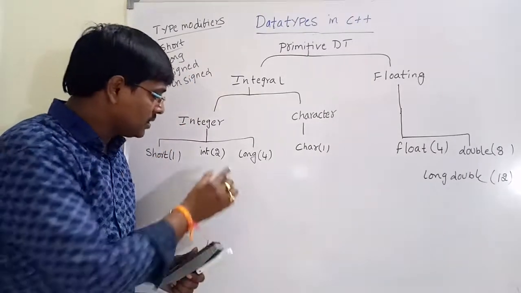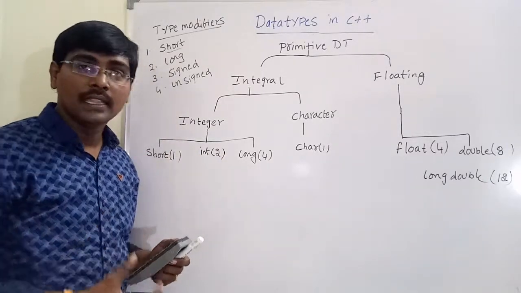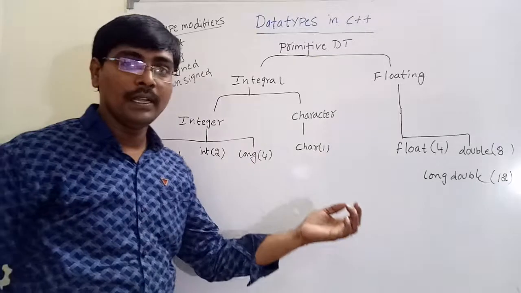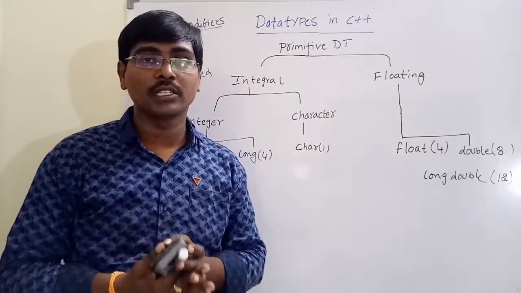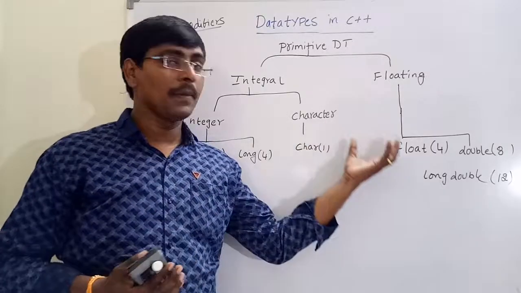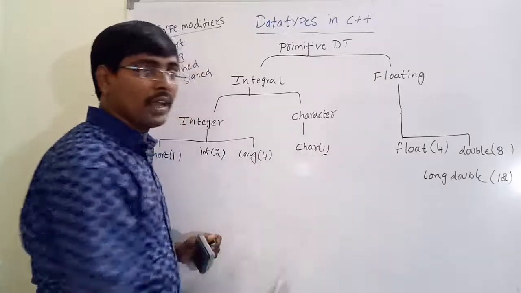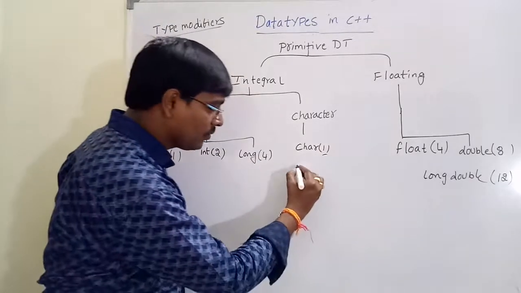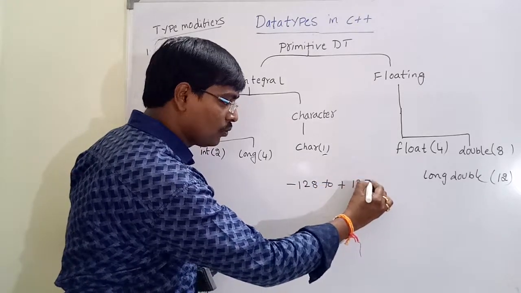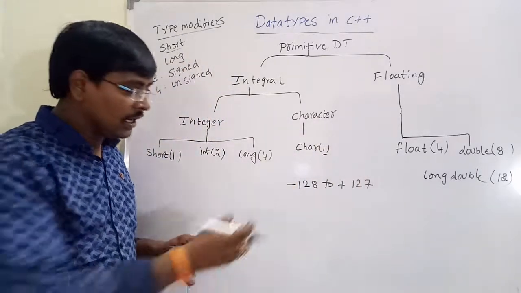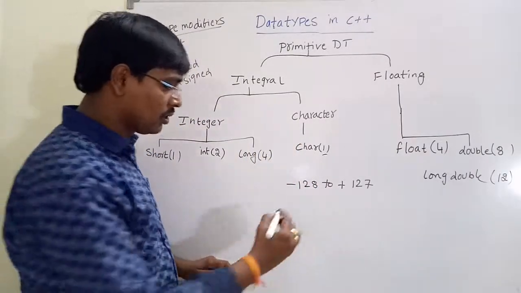Signed and unsigned means, for example, integer occupies 16 bits. In the 16 bits, 1 bit is reserved for sign. That is, the number is a positive number or negative number. For example, the size of character is 1 byte. What is the range of numbers? Minus 128 to plus 127. It occupies only minus 128 to plus 127 numbers.